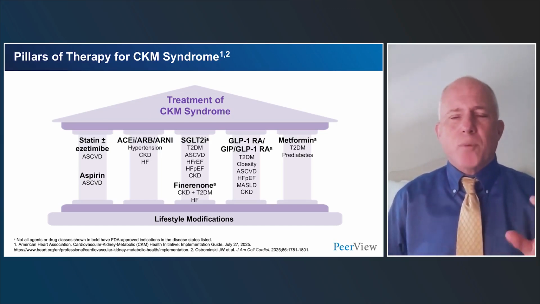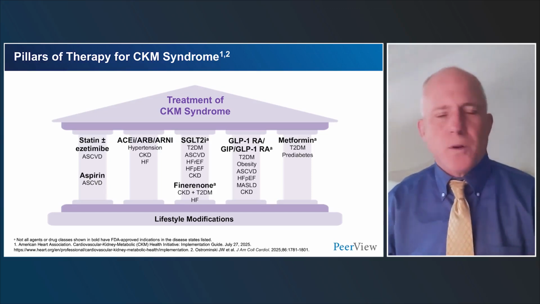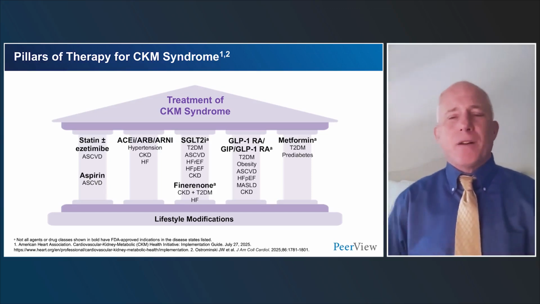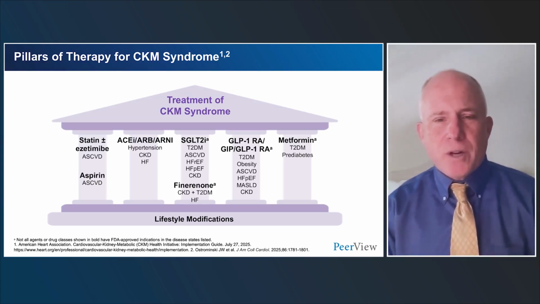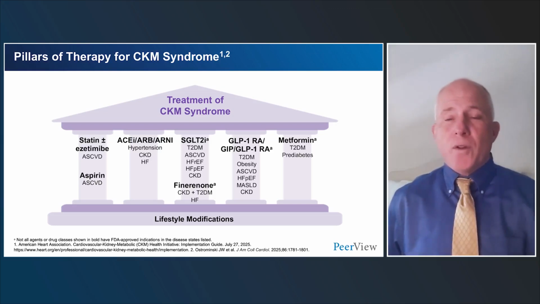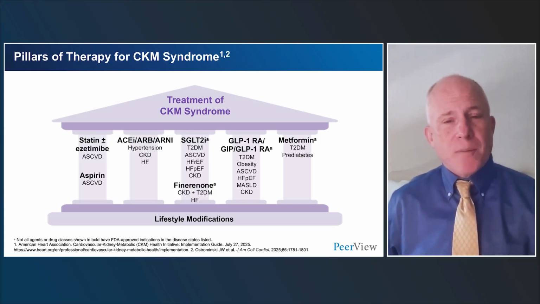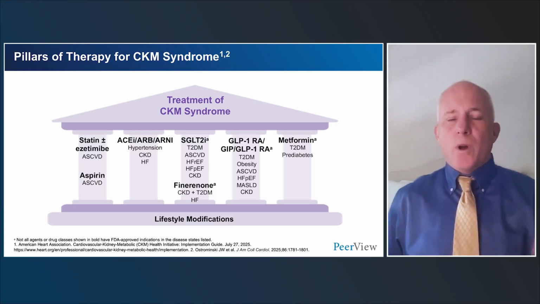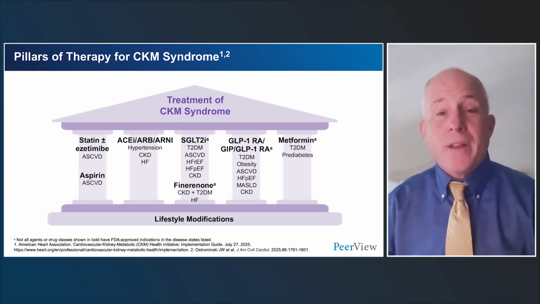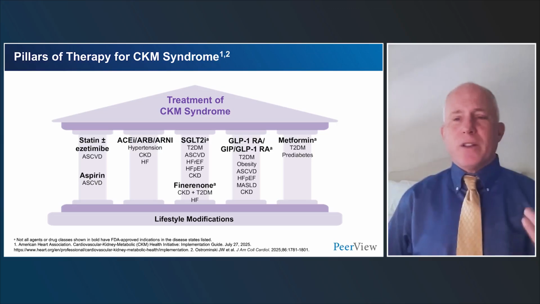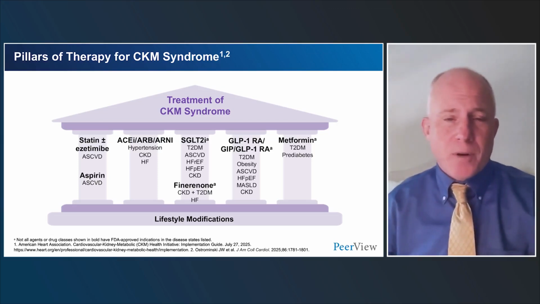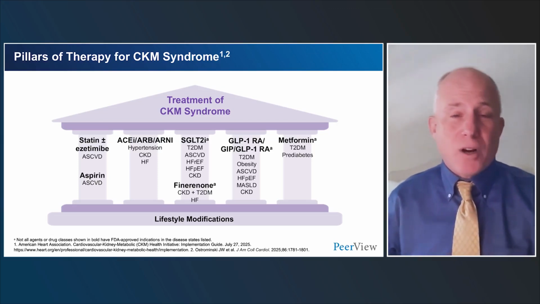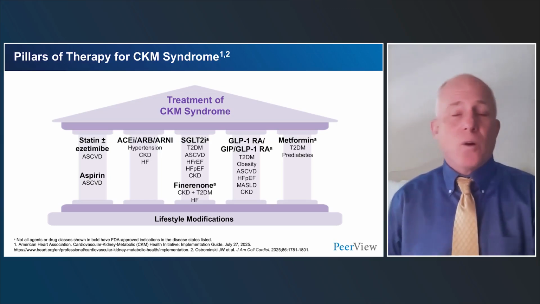SGLT2s and GLP-1s have broad-based benefits, and so we'll walk through those. So an SGLT2 inhibitor is beneficial for type 2 diabetes, beneficial for atherosclerotic cardiovascular risk reduction. We have benefit for both heart failure with reduced ejection fraction and preserved ejection fraction. We also have benefit for chronic kidney disease with and without diabetes. And so you're going to see that these agents are going to be utilized across different medical conditions and may be started for you in primary care, but also might be started by the cardiologist, the lipidologist, or even the nephrologist.